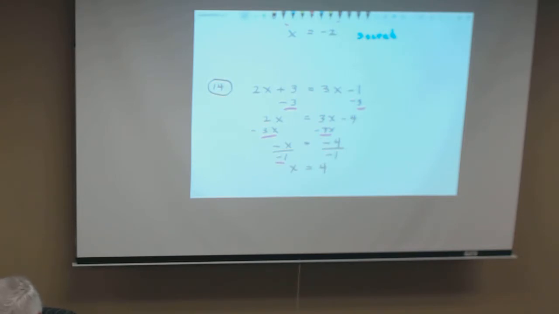Number 14, again, what? I always do this. My approach is, I want the letters on the left side and the numbers on the right side. That's just the way I like to do it. So that means on the left side, I get rid of the numbers, minus 3, and now I'm left with 2x equals 3x minus 4. Then I want the letters on the left side, so I go minus 3x, and I get negative x is negative 4. So I divide by negative 1, and I get x equals 4.